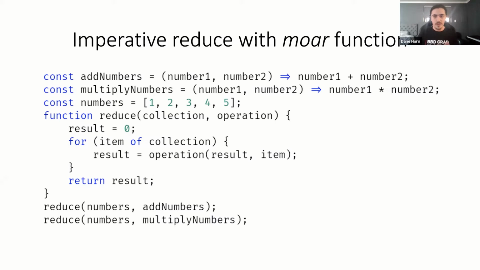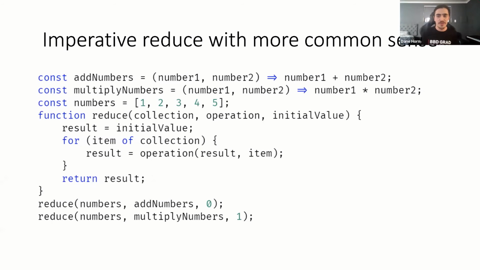Let's just take that one little step further and add some common sense, and we pass in an initial value as well. So now, when we add our numbers, we want to get the sum, we start at 0. That'll give us 15. Whereas when we multiply our numbers, we want to start at 1, so we get 120 as our final result here. Now, this is extremely generic, and you can see how this reduce could be used in so many places with any operation, as long as it takes in two values and returns a single value, can then be reduced.